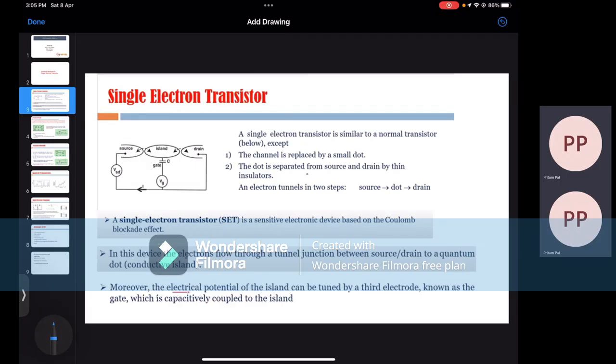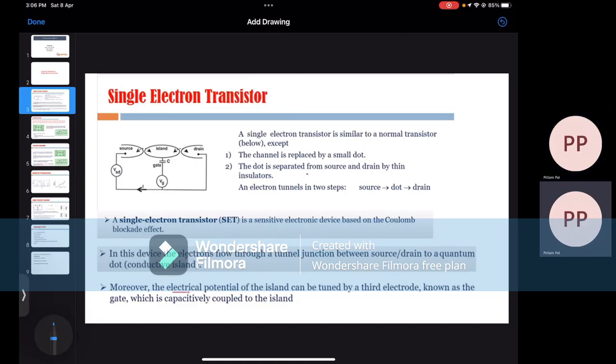Coulomb blockade is a new concept for you actually, and the working of the single electron transistor is based on the Coulomb blockade effect. So first, let's see what a single electron transistor is. After that, we'll try to understand what the Coulomb blockade effect is.